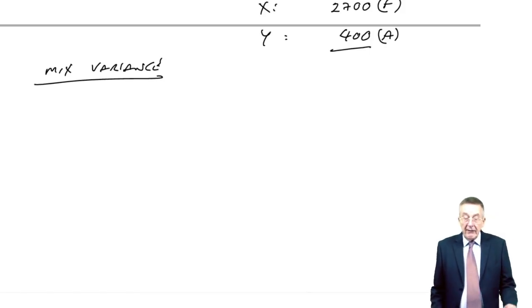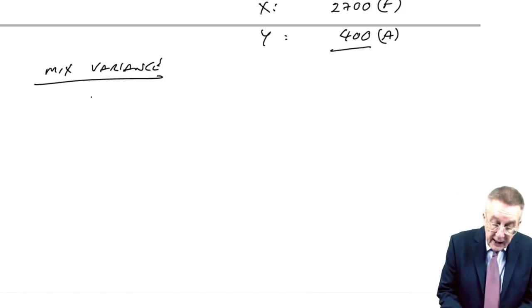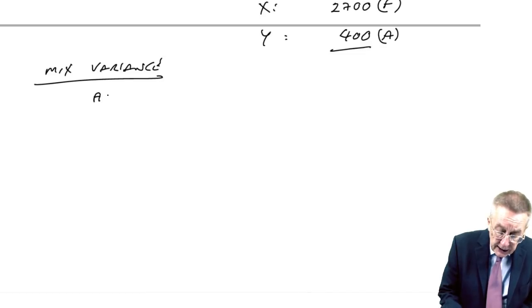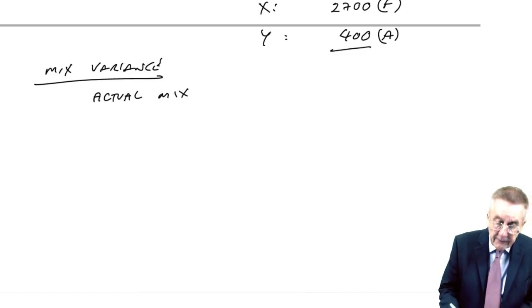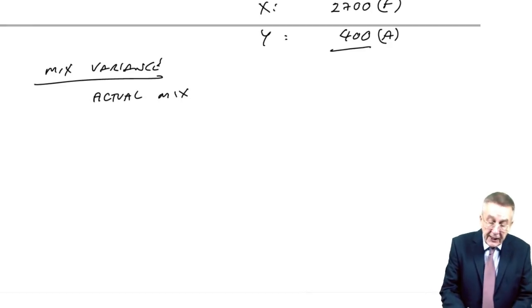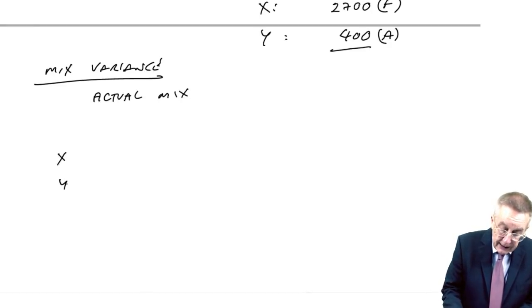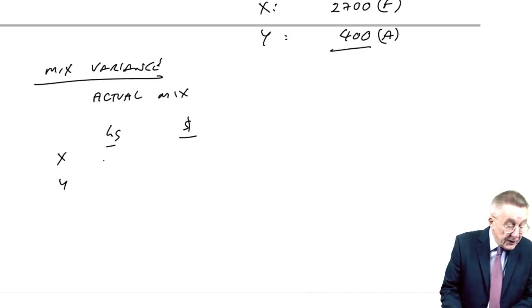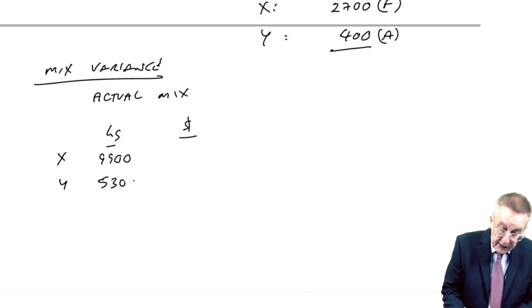For the mix variance, we compare our actual mix. And what do I mean by that? What did we buy of X and Y? I'm going to have kilos and dollars in a minute again. But X, we actually bought 9,900. Y, 5,300. A total of 15,200.